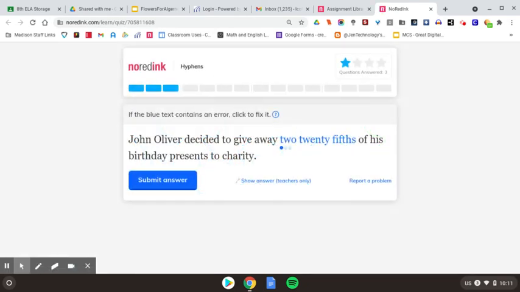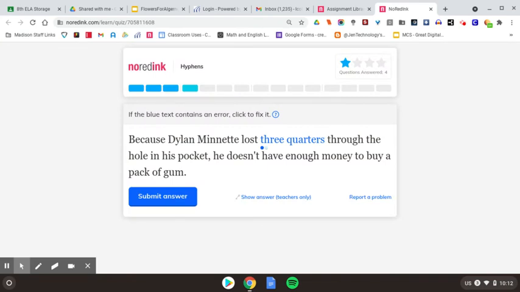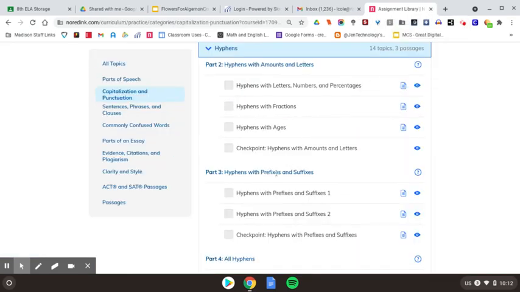We'll do one or two more. John Oliver decided to throw away 2/25ths of his birthday presents to charity. So this is one of those math things, so we want to hyphenate the 25ths. Since this is hyphenated, you don't mess with this part over here. I don't even know what 2/25ths means. Crazy. Because Dylan Minette lost 3/4 through a hole in his pocket, we're talking about the coins, so we don't want to hyphenate. So got that one pretty much mastered, I feel.